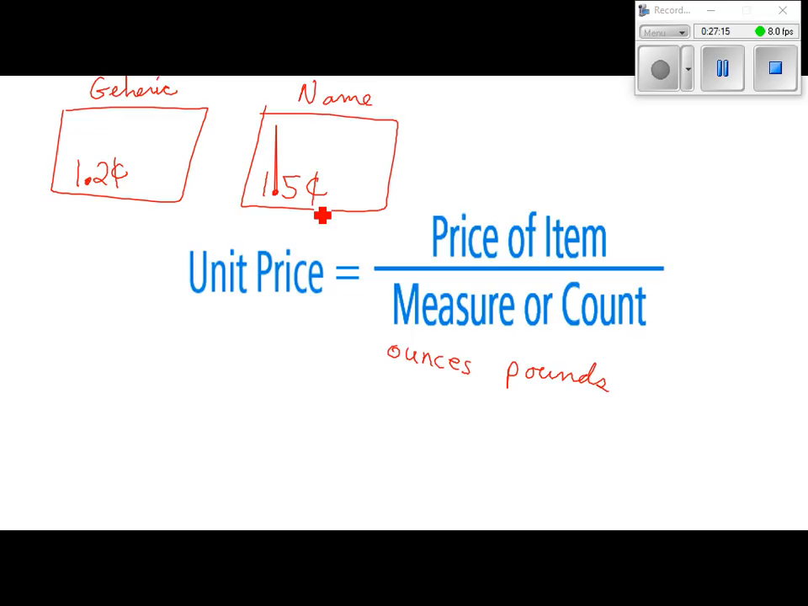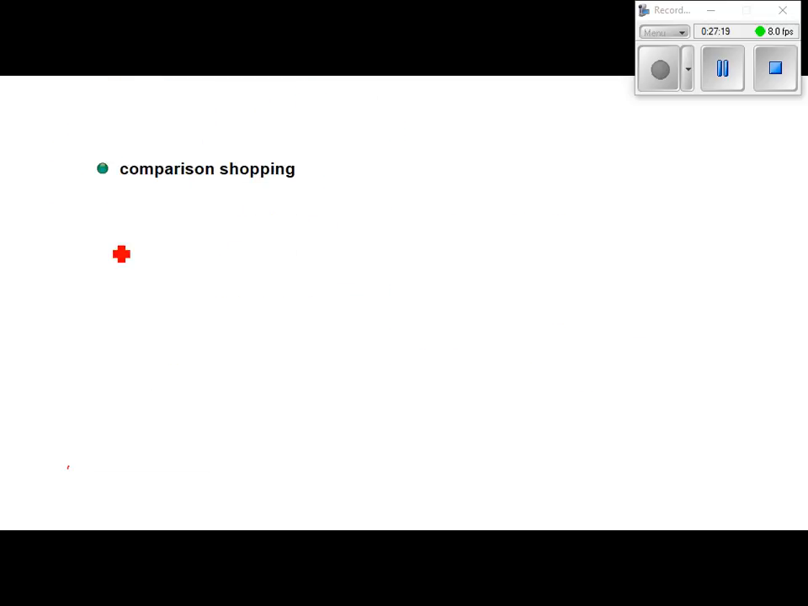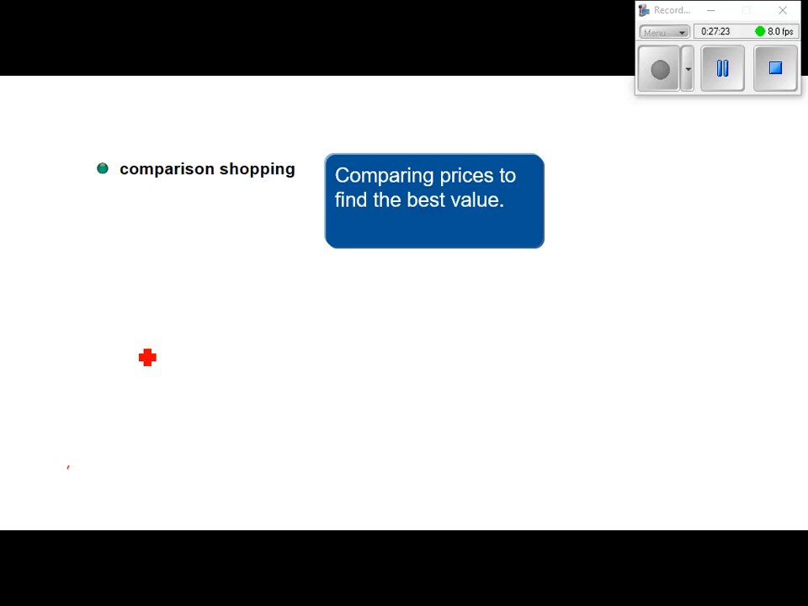So unit price is the price of an item divided by measure or count. Comparison shopping is just when you're comparing prices to find the best value. So you're going to comparison shop to try to get yourself the best value for your money. You want to get the most for your money.